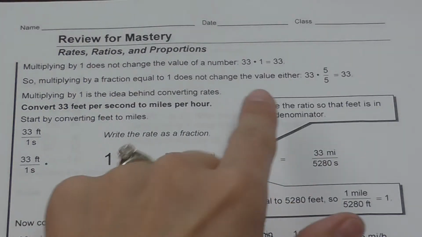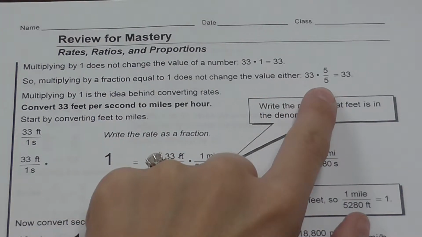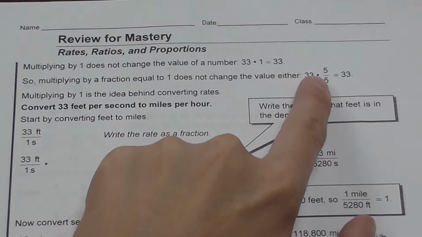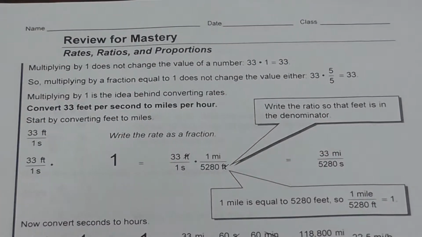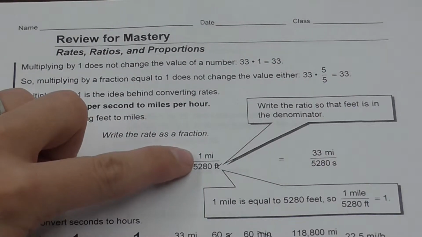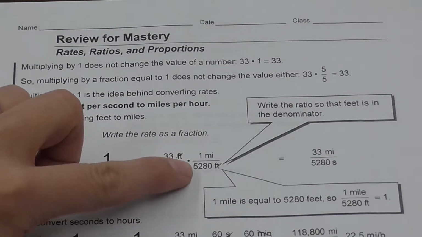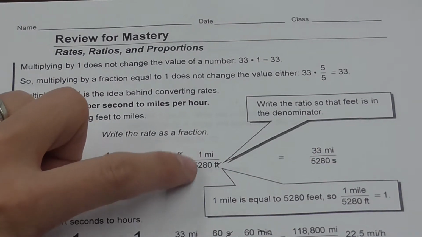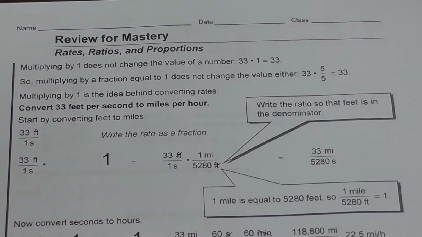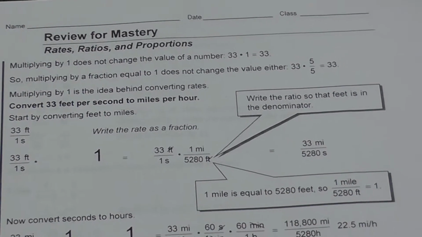And what that does is we can actually take the number 1 and manipulate it. So we can take the number 1, for example, and make it look like 5 over 5, because that's the same thing over itself. Another way we can do it is right here, where we say 1 mile is the exact same thing as 5,280 feet. That is still equivalent to the number 1. So watch how we use this in this example.